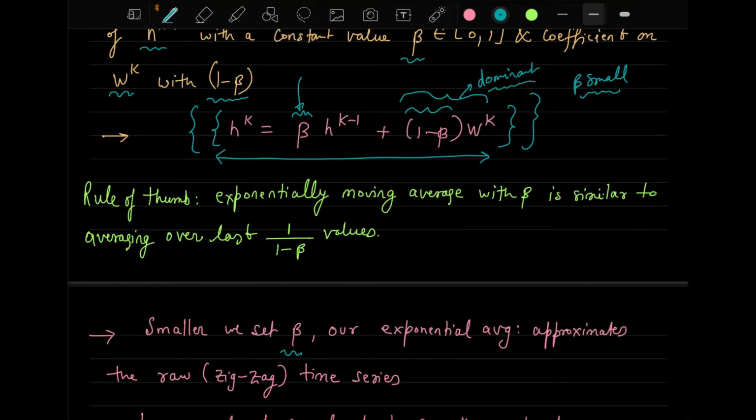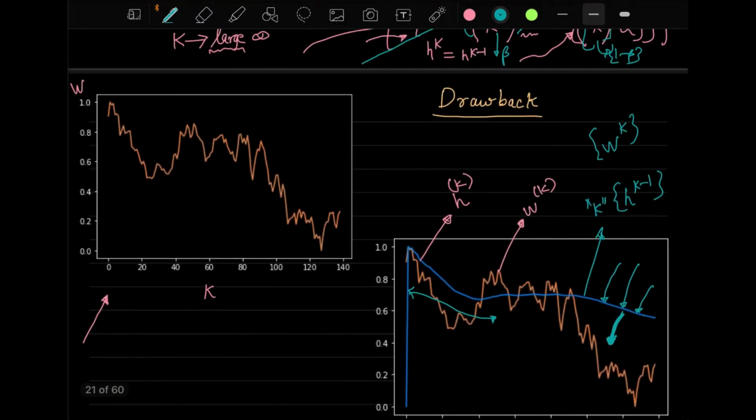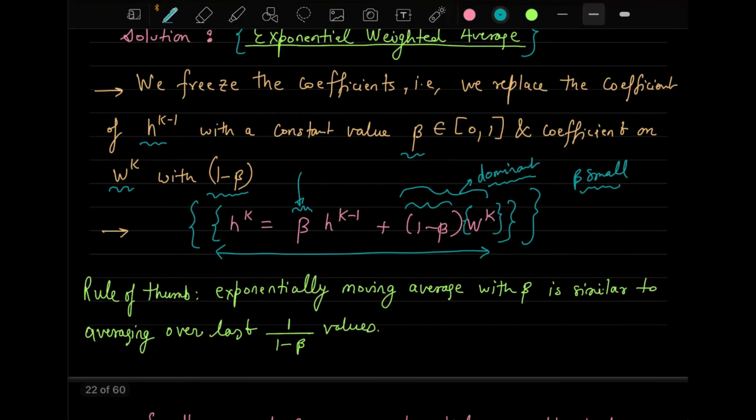So when your beta is small, this particular term will dominate, and you know that these particular samples, W^k, are noisy samples because they are the immediate samples that you are currently looking at. By seeing this observation here, all these points are noisy samples because they are W to the superscript k, so they are all noisy. So when you put beta small, that means you are actually capturing the noisy behavior. You are not smoothing it out.